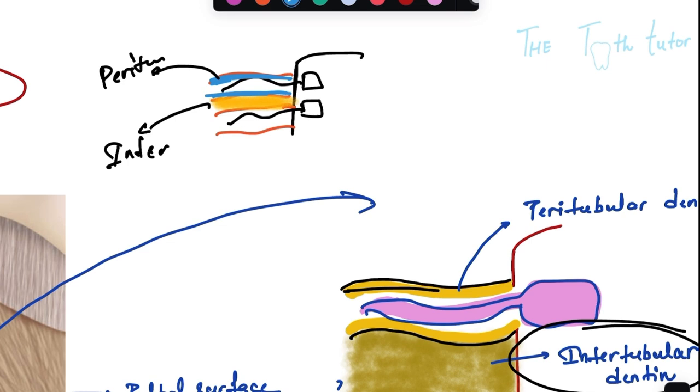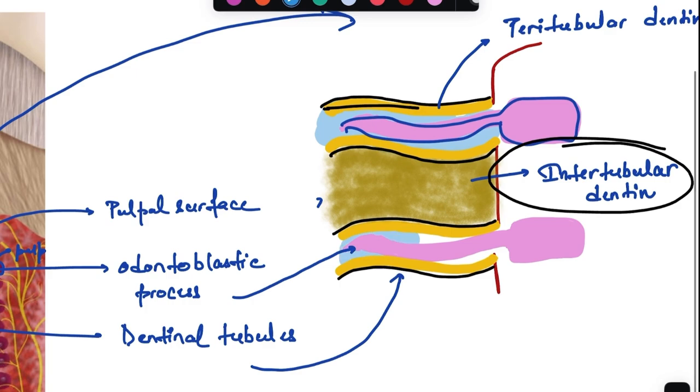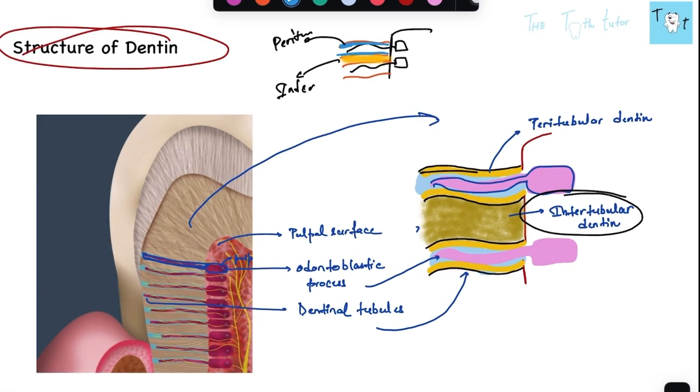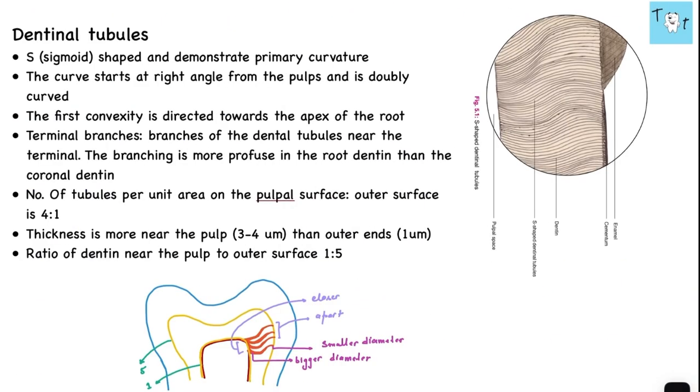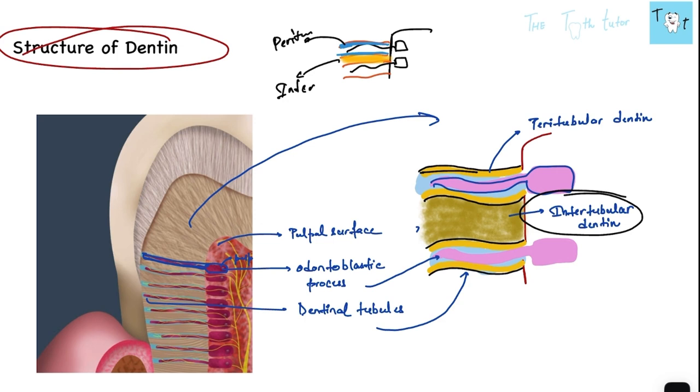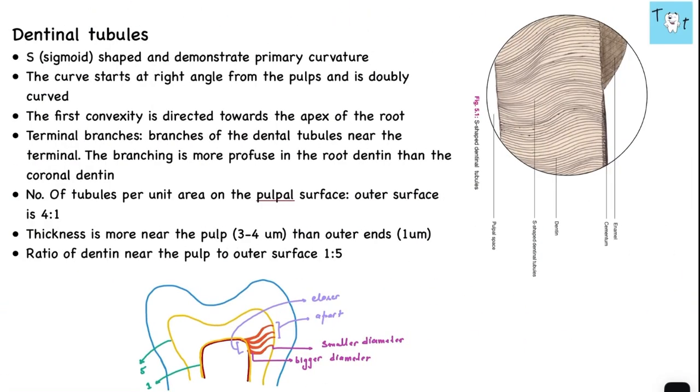We'll talk about this later on, but over here you have a fluid that is called dentinal fluid. Okay, so this space would be filled with a fluid called dentinal fluid. This is the structure of dentin. Now moving ahead, we'll have to talk about all of these: peritubular dentin, intertubular dentin, odontoblastic process, dentinal tubule. We'll talk about all of this in detail. Okay, these are all like short questions. So we'll dive into that.